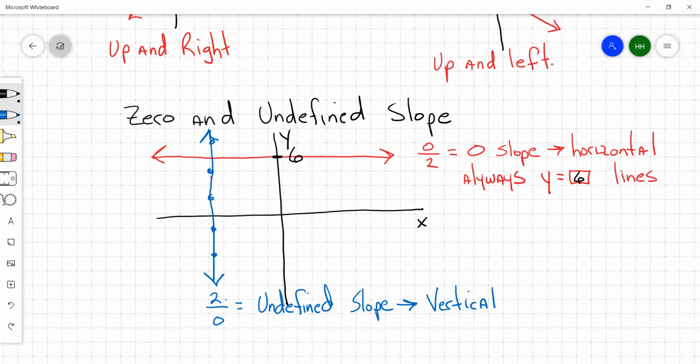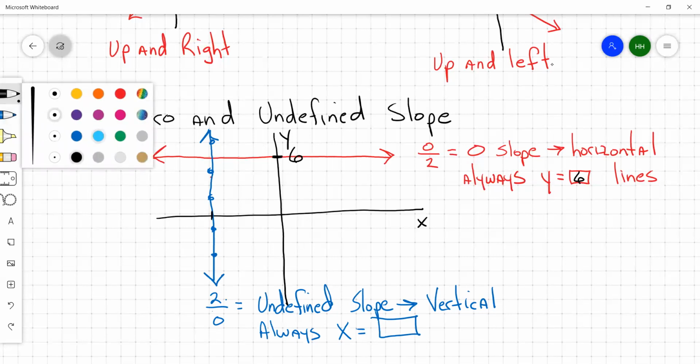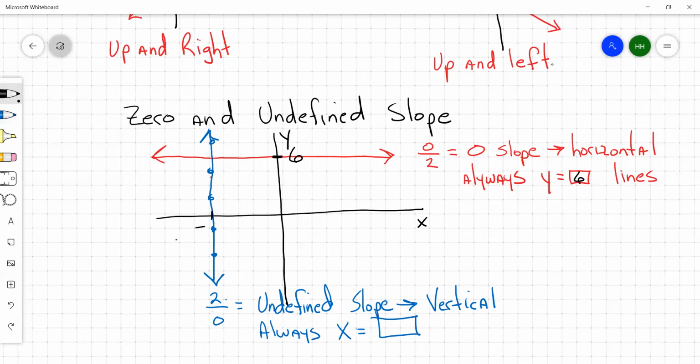These lines are always x equals, wherever the line hits the x-axis. So in this case, let's say this is -5 right here. The equation for this line is x equals -5, because everywhere you go on that line, x is equal to -5. Everybody all right with that? Okay. So we found the slope.